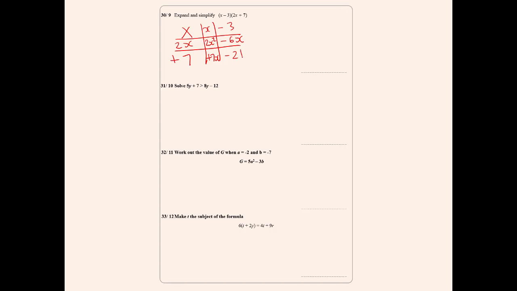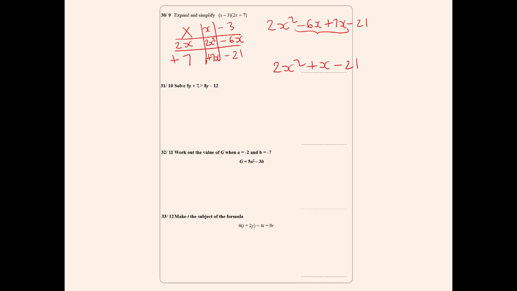Write out your terms inside the grid. So 2x squared minus 6x plus 7x minus 21. Simplify, collect the like terms. So we have 2x squared, minus 6x plus 7x is plus x, and minus 21.